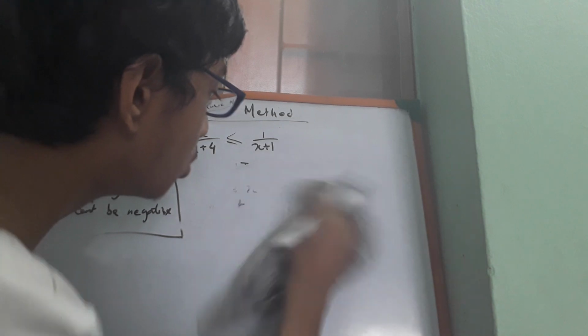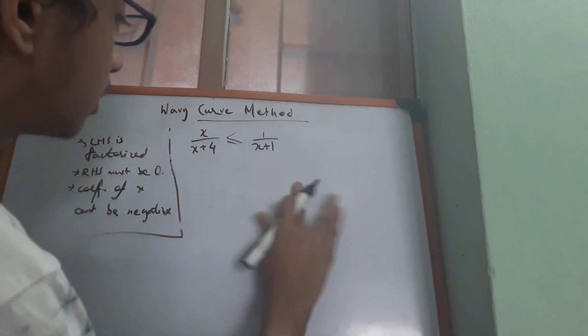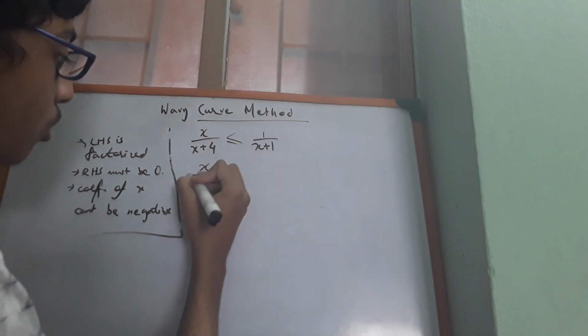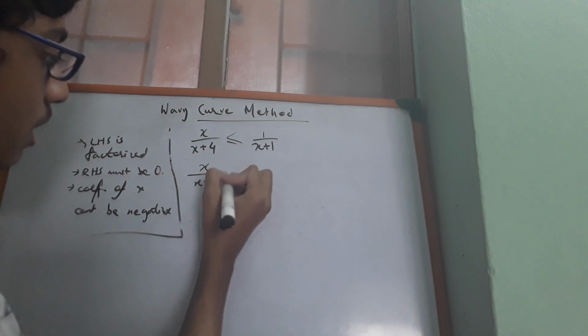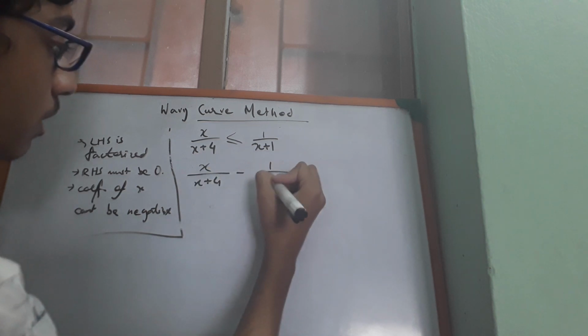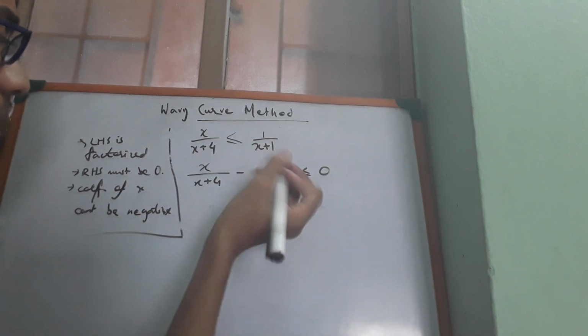But then what to do to solve this inequality? Because the RHS must be 0, otherwise you can't apply the Wavy curve method. What to do is very simple: x over x plus 4 minus 1 over x plus 1, that's all, less than or equal to 0. Now you can solve it.